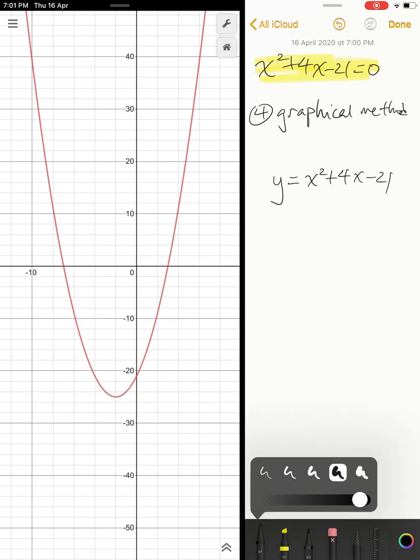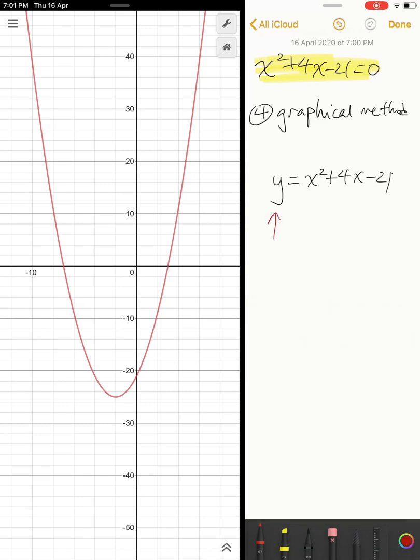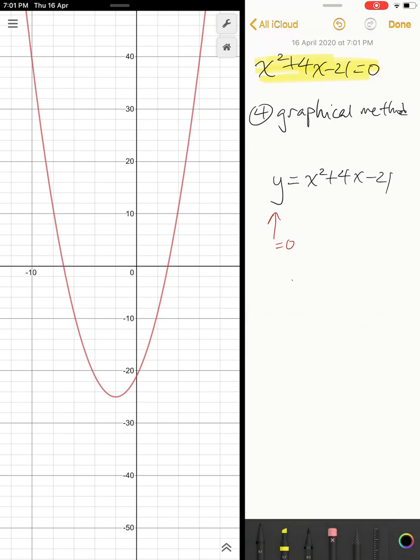What does that mean? In this case, that actually means that y must be 0. So it's quite simple actually. I'm just saying that I want my values for this graph where y equals 0. So where does y equal 0? If you look at the y-axis, from the top, 40, 30, 20, 10, then y equals 0.